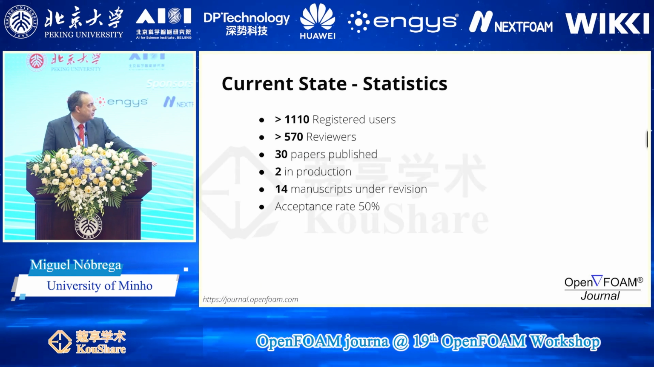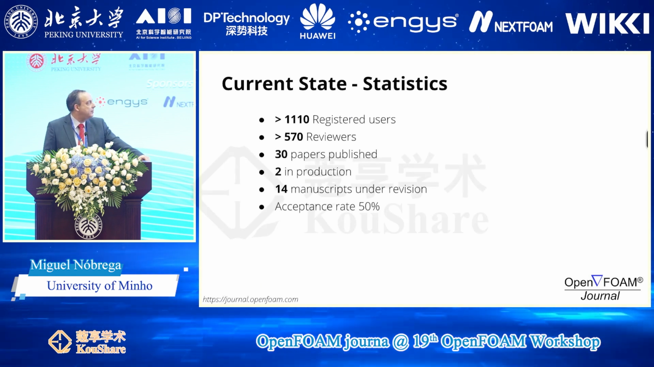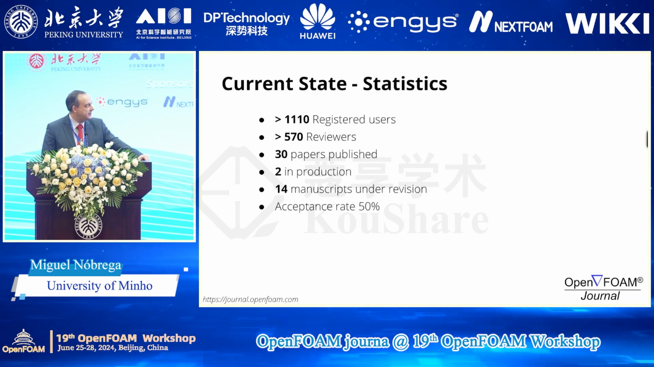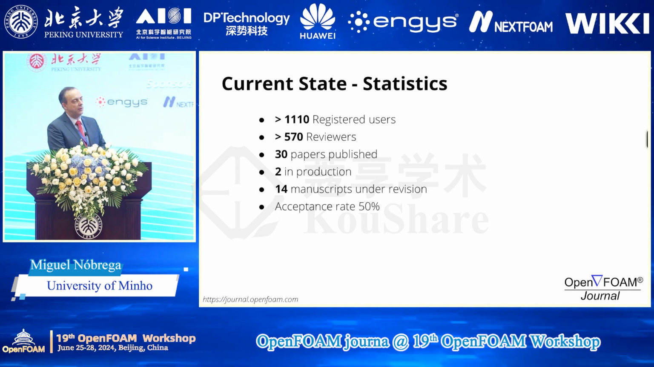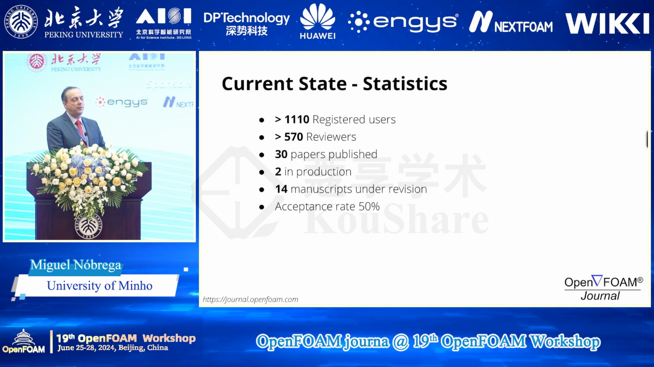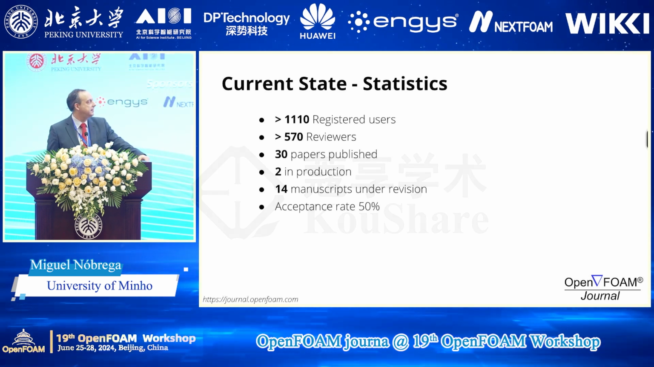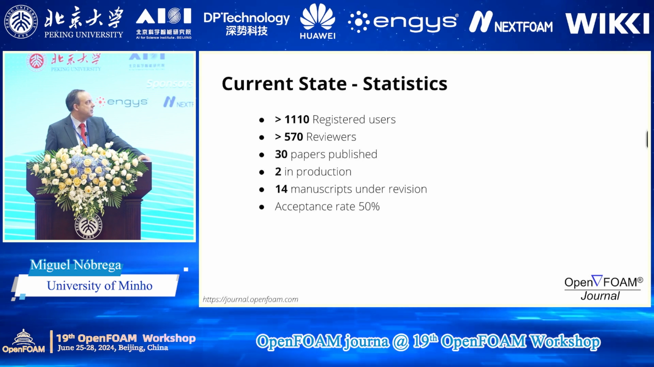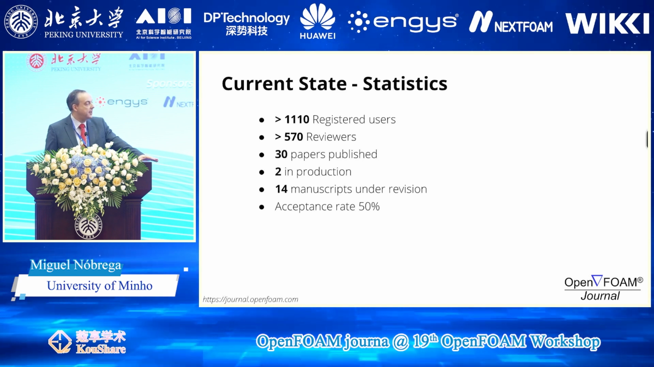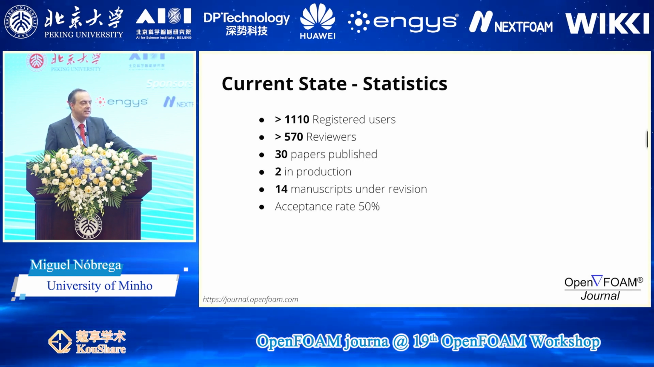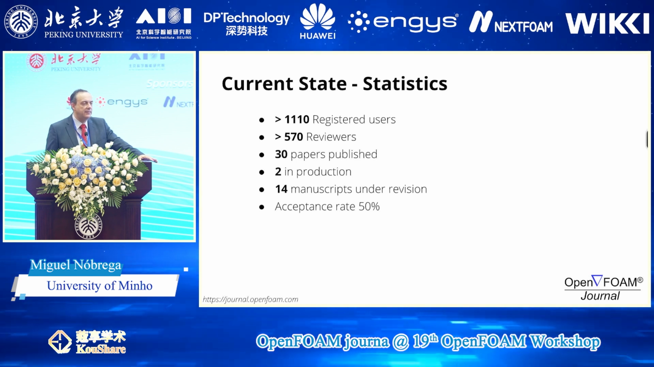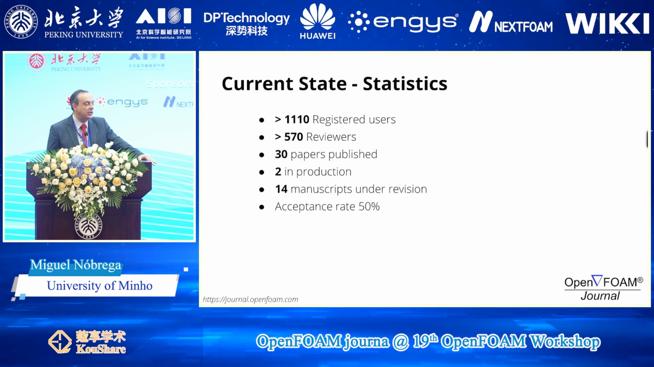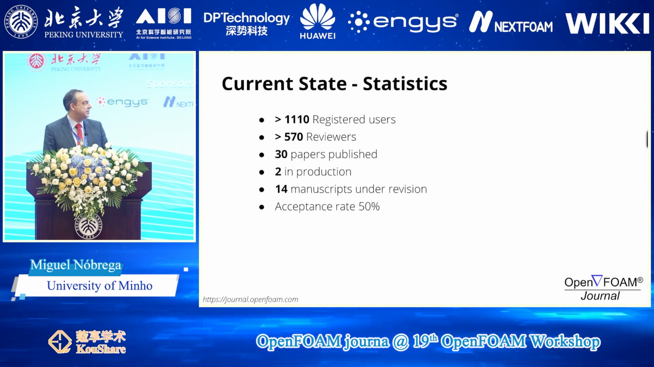Regarding the journal itself, we have above 1,000 registered users, and one quite relevant detail that shows the involvement of the community: the number of reviewers that applied, above 570 reviewers. So the persons that registered also applied to be reviewers. This is a relevant help in maintaining the quality of the publications in the journal.